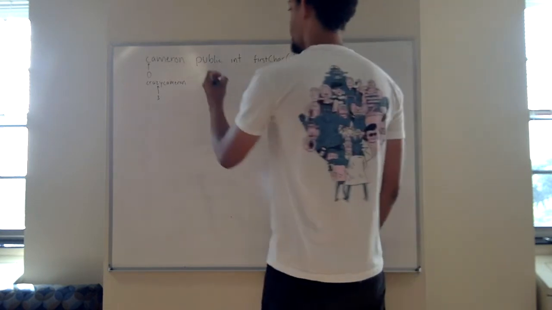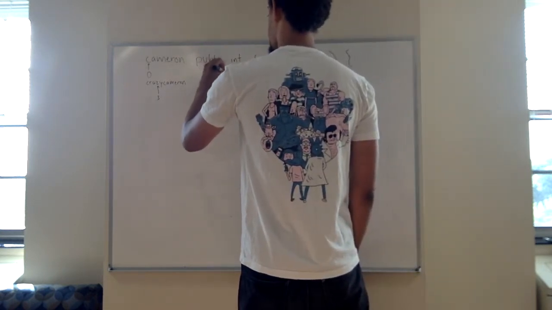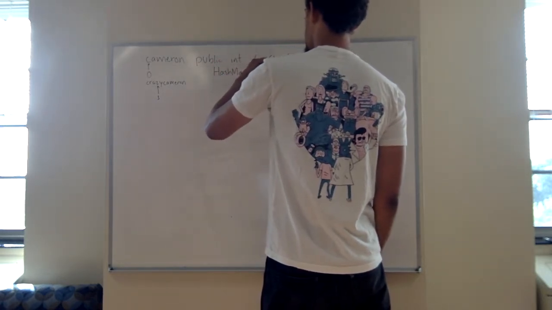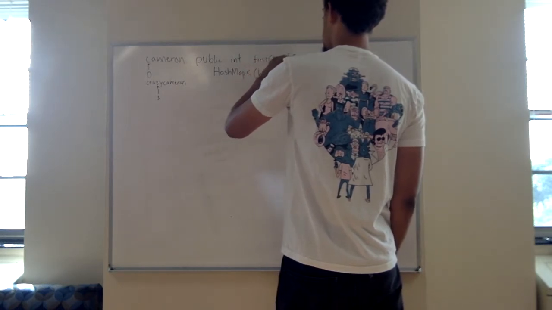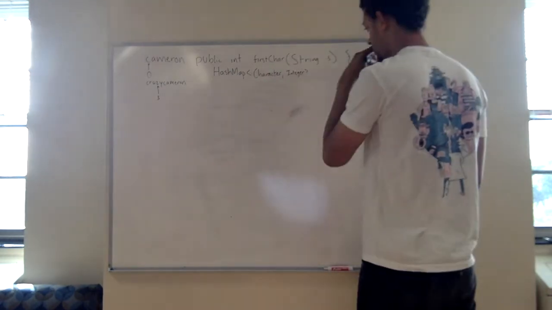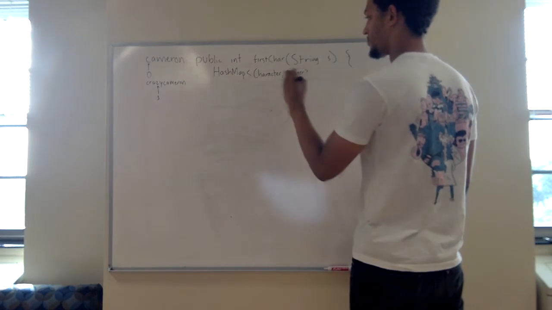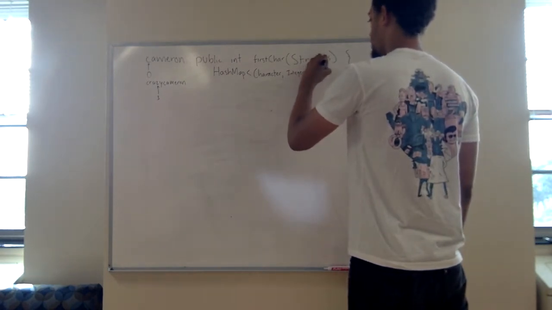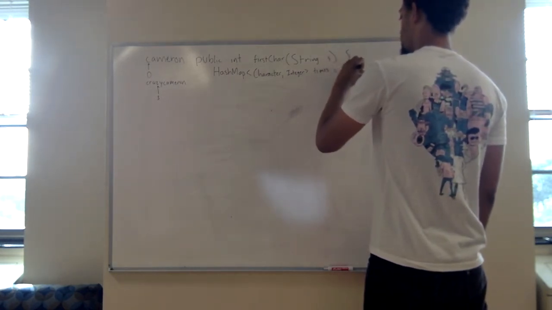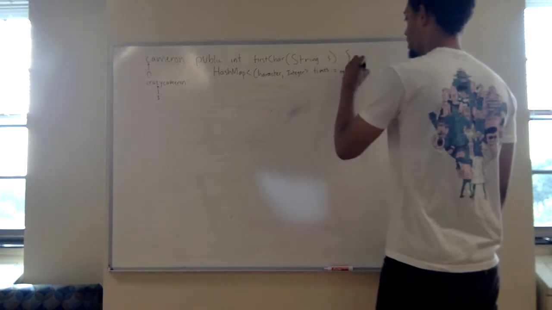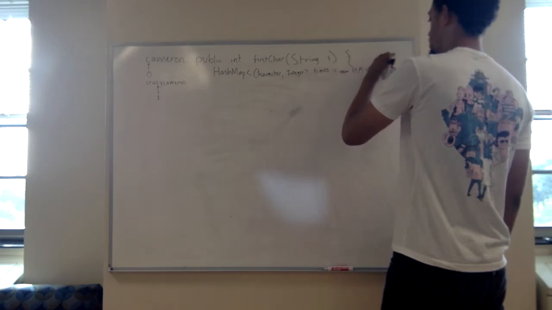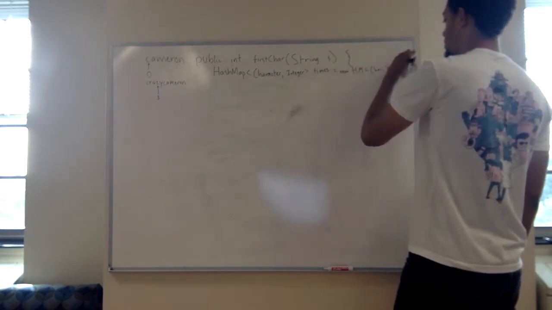So the first thing I'm going to do is create a hash map that maps characters to integers. And we can call it times, for the number of times each character occurs. And for shorthand, I'm just going to write HM for hash map that maps characters to integers, since I'm running out of space.